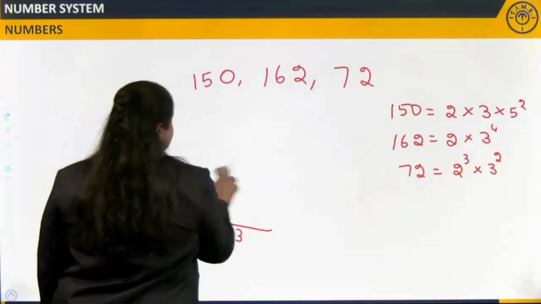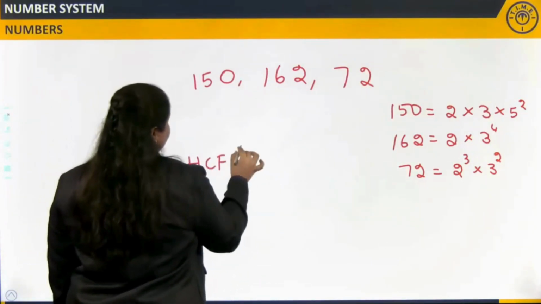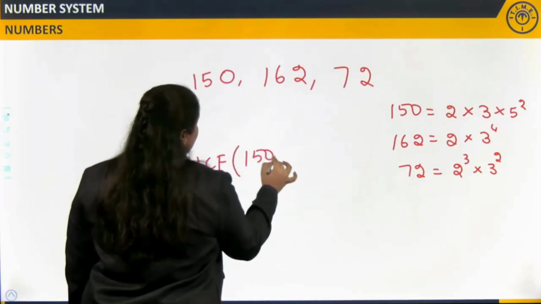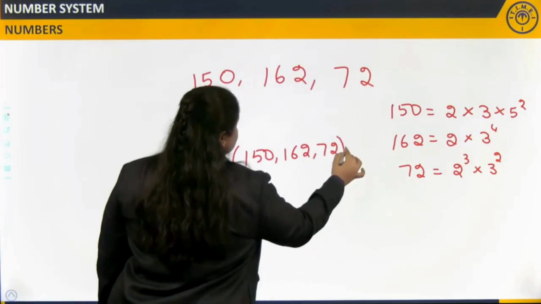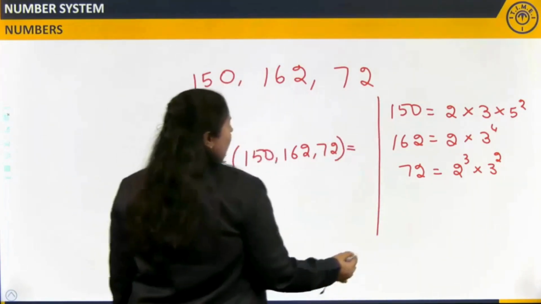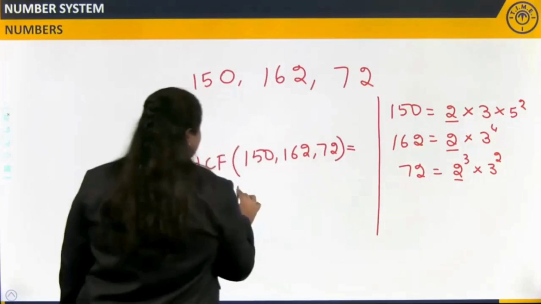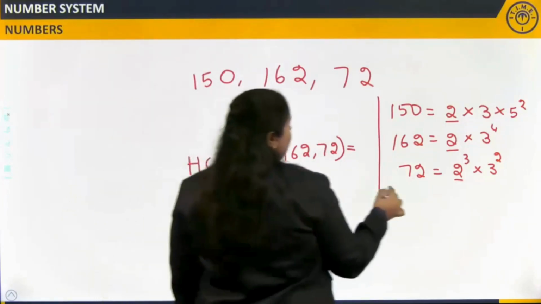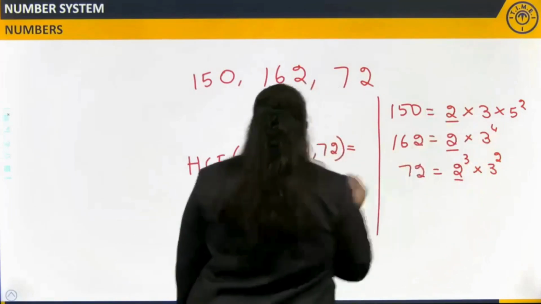Now what? How to find the HCF? We know the method, right? So HCF of 150, 162, 72 is equal to, okay. What is it? Compare. You have 2 here, 2 here, 2 power 3. Which is the least one? 2. Right. Now coming to the next one. 3 power 1, 3 power 4, 3 square. Which is the least? Again 3.